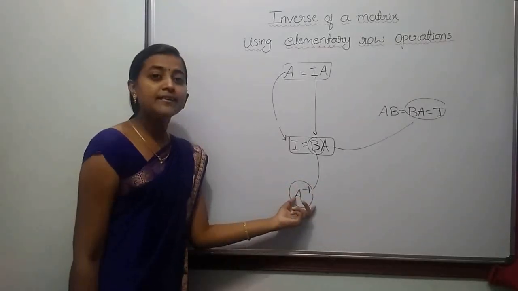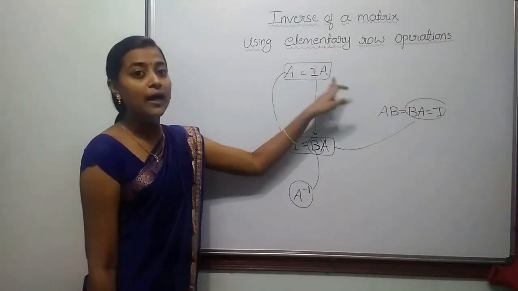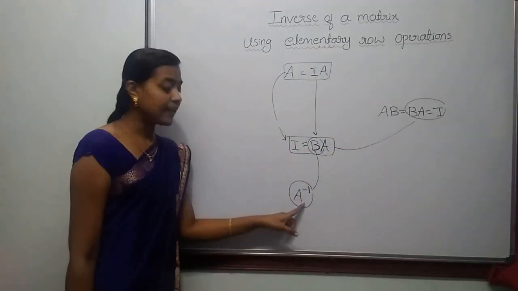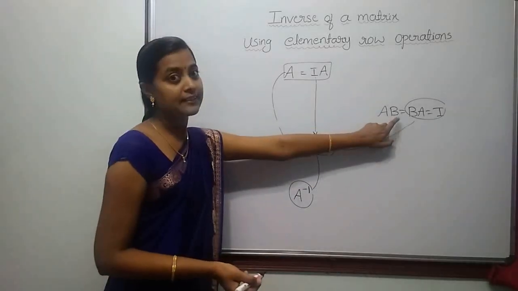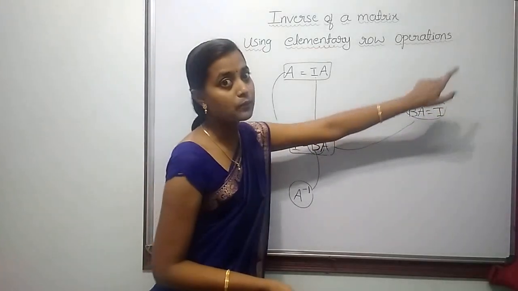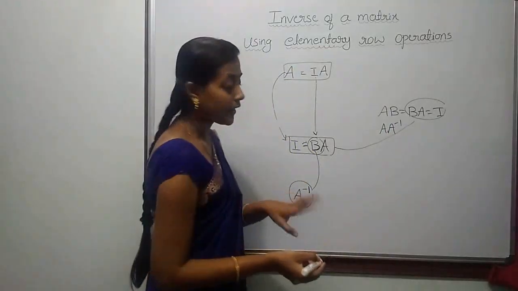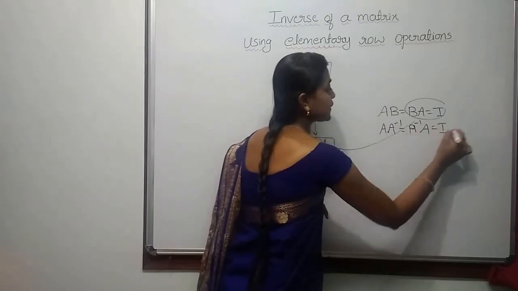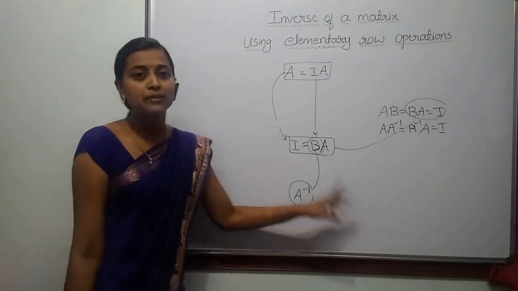So we have obtained the inverse of a matrix by reducing the equation A equal to IA to the form I is equal to B. And the matrix A inverse which you obtain here will satisfy this condition, that is A into B is equal to B into A is equal to I. Or if you are writing it as the inverse, then you can write A into A inverse is equal to A inverse into A is equal to I. This is the method to find the inverse of the matrix.